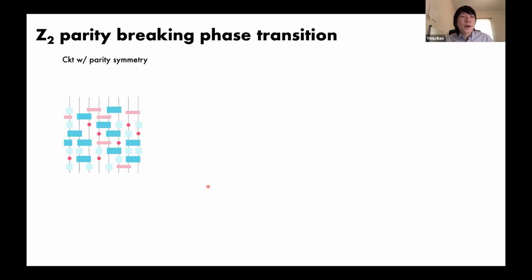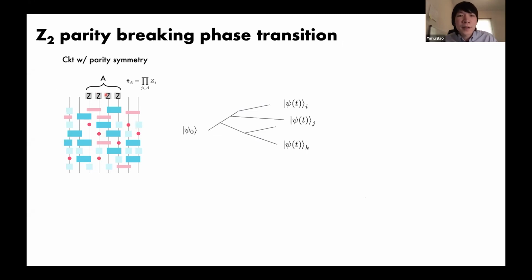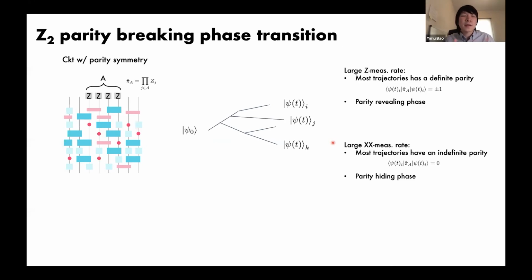Okay, so one way to understand this Z2 parity breaking phase transition is through the following. Let's consider this circuit with parity symmetry, and we try to measure the parity of a subsystem A in the final state. Due to the measurements during the time evolution, we can define an ensemble of quantum trajectories, and what we can show is, let's say there are two important ingredients in this circuit, which are a Z measurement or an XX measurement.